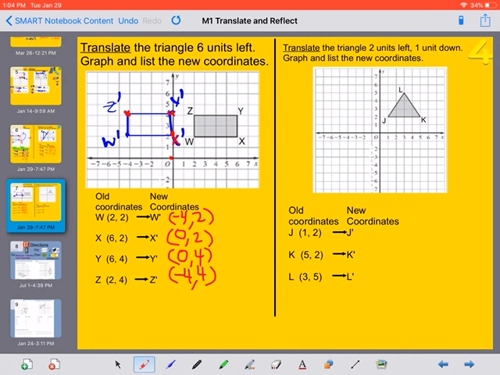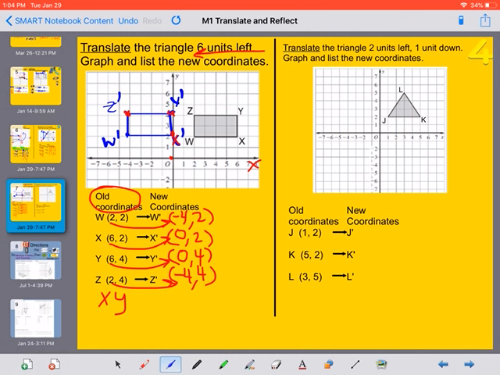Now, from our old coordinates to our new coordinates, all we really did was take our x number and move it 6 units to the left. So we subtracted 6 from our x's. 2 minus 6 was -4. 6 minus 6 was 0. 6 minus 6 was 0. And 2 minus 6 was -4. And the y's stayed the same because our graph did not move up or down.